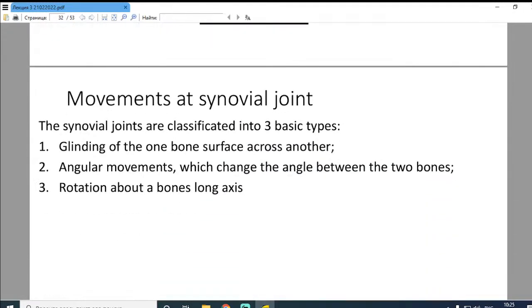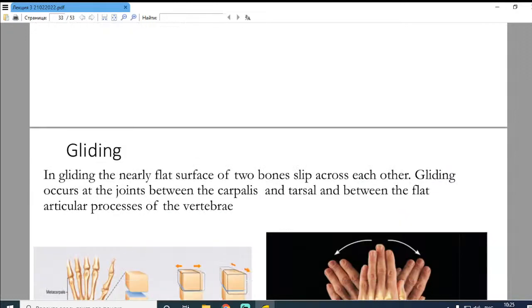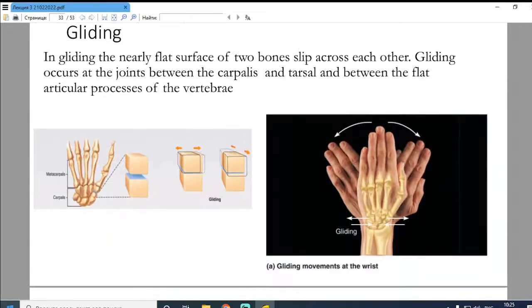Next, movement at synovial joints. Synovial joints are classified into 3 basic types: gliding of one bone surface across another, angular movements which change the angle between the 2 bones, and rotation about a bone's long axis. Three basic types. Gliding is when the nearly flat surfaces of 2 bones slip across each other.